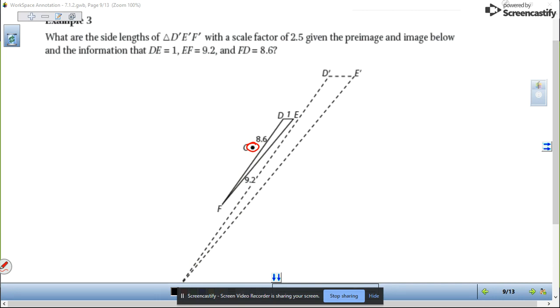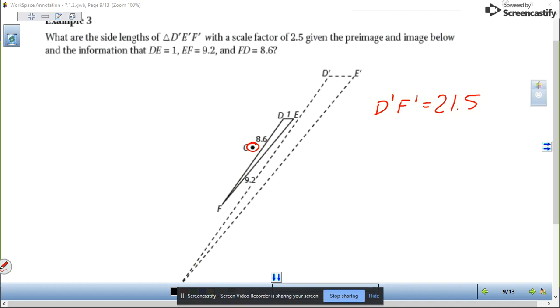So we know the lengths. We've already got those labeled. So F prime, D prime, that's 8.6. So what I want to do there is 8.6 times what? What was my scale factor? It was 2.5. So 8.6 times 2.5 is 21.5. So D prime, F prime is 21.5.